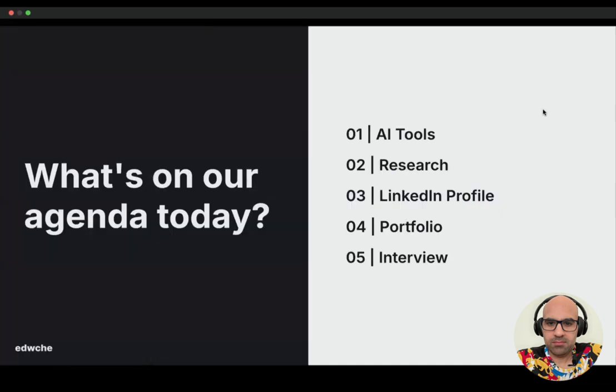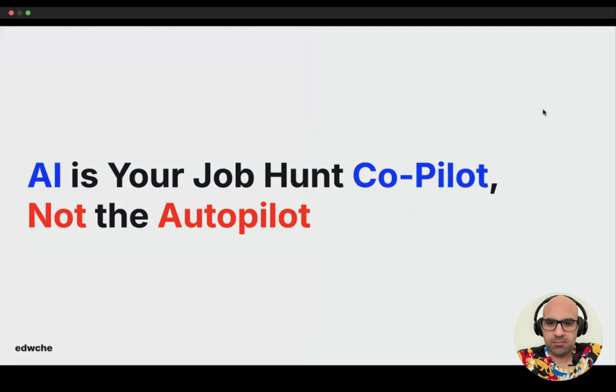So what we have today in our agenda, 5 sections: I will show some AI tools that you can use, search methods to make research for job searching, not to search for a job position, but how you can research the important information that you look for in the process. I will show how to optimize the profile, work on the portfolio, and at the end some stuff about user interviews.